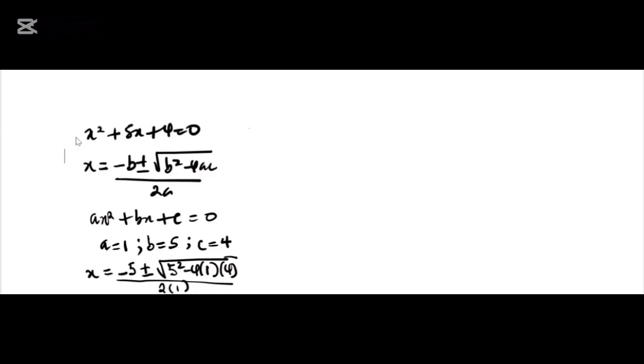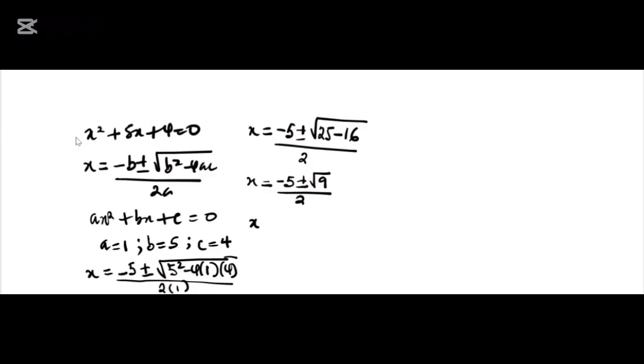Now, to continue the problem, I would simplify as follows. x will be equal to minus 5 plus or minus the square root of 5 squared, which is 25, minus 4 times 1 times 4, giving you 16, all over 2 times 1, which is 2. Minus 5 retains its position, and 25 minus 16 will give you 9. So I'll end up having 9 under the square root sign, all over 2. If you simplify further, you will end up having minus 5 plus or minus the square root of 9, and the square root of 9 is 3, divided by 2.